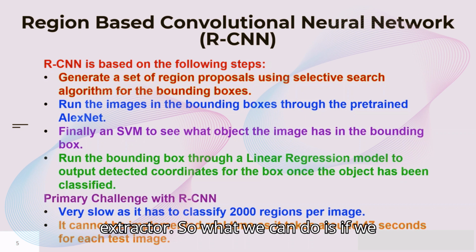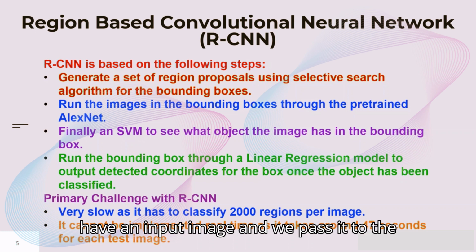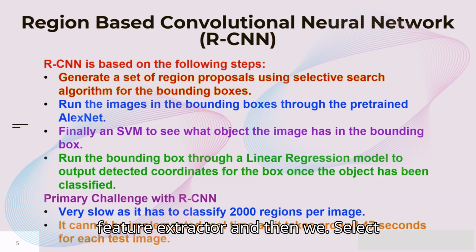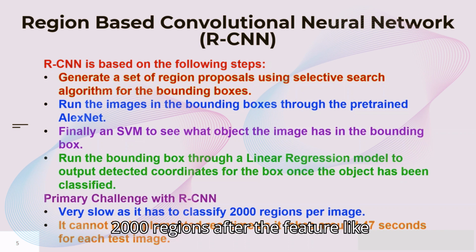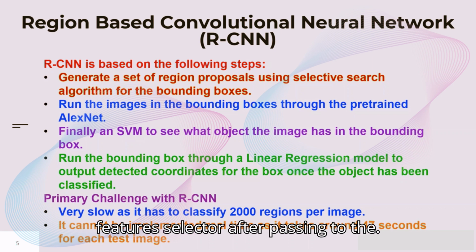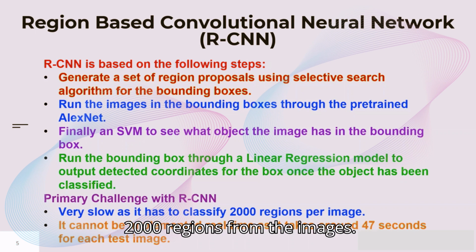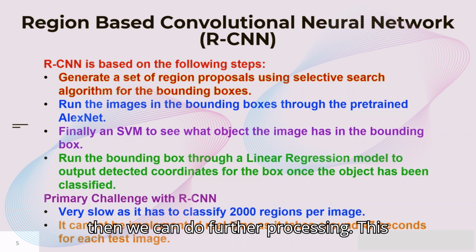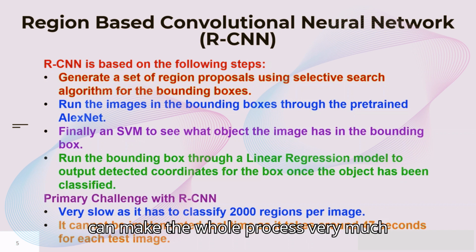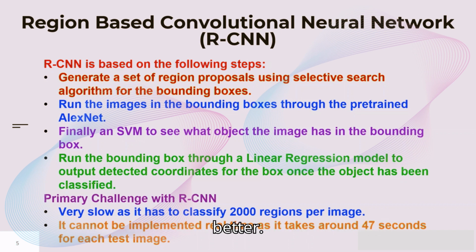So what we can do is, if we have an input image, we pass it to the feature extractor, and then we select 2000 regions using the selective search algorithm, and then we can do further processing. This can make the whole process much better.